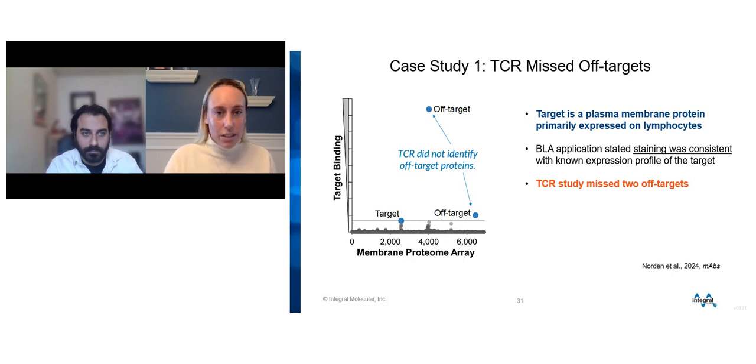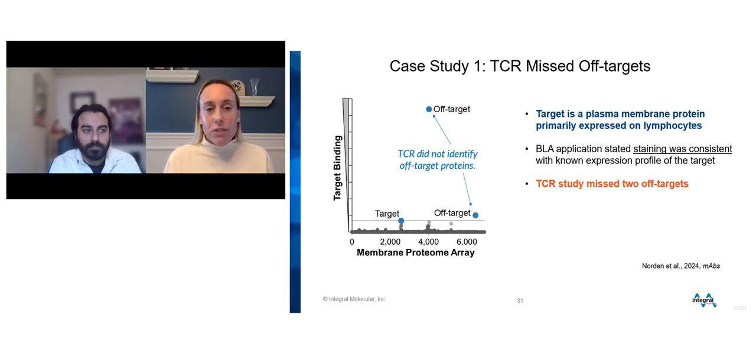And I have some examples to show for that. So here is an antibody that targets a plasma membrane protein that is primarily expressed on lymphocytes. We screened it on the MPA, like I just said. And here we found that the MPA identified the target, but it also identified 2 off-targets. When we looked at the BLA application, it said that the TCR staining was consistent with the known expression profile of the target. So here's an example where the TCR study simply missed 2 off-targets.